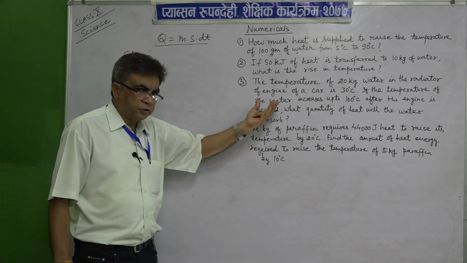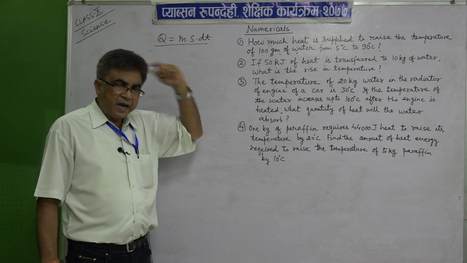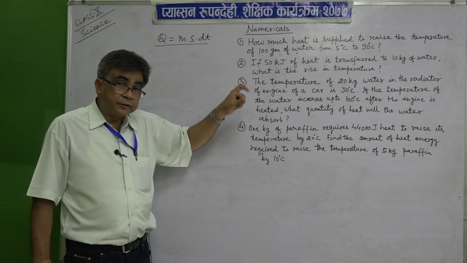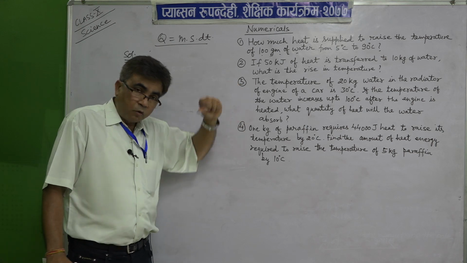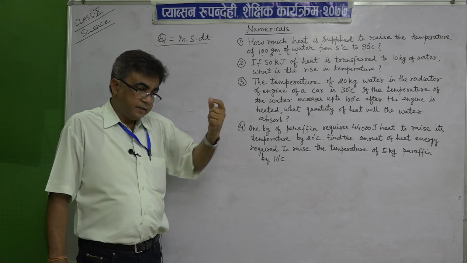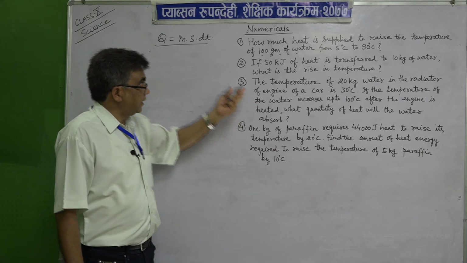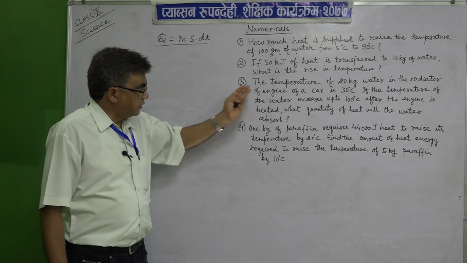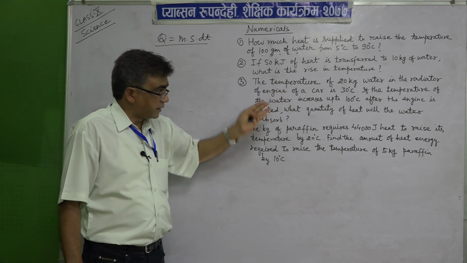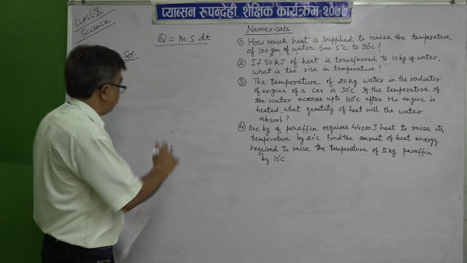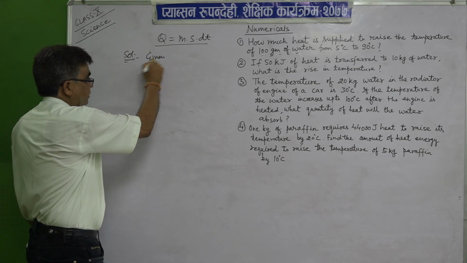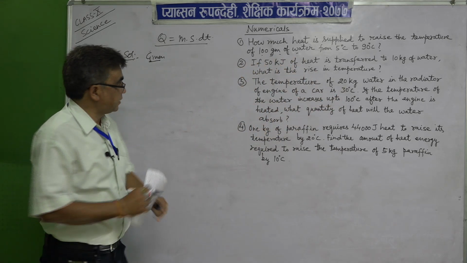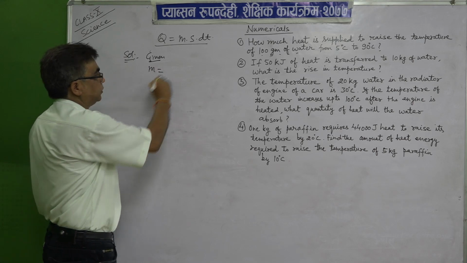Again, as you go through the question, definitely your mind will start thinking about which chapter the question has come from, which topic it is related to, and what the formula or equation is for that related topic. Now, you will start looking for the given things. The temperature of 20 kg of water in the radiator: yes, you will come to know that m is given, because 20 kg is the unit of mass. So, m is given, we have come to know 20 kg.